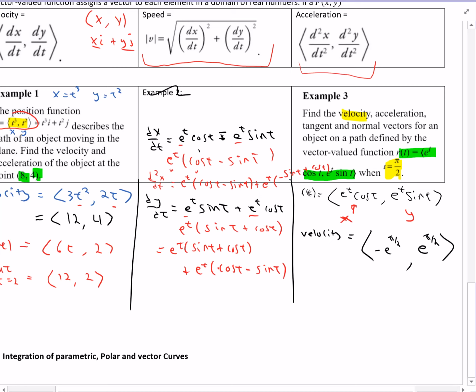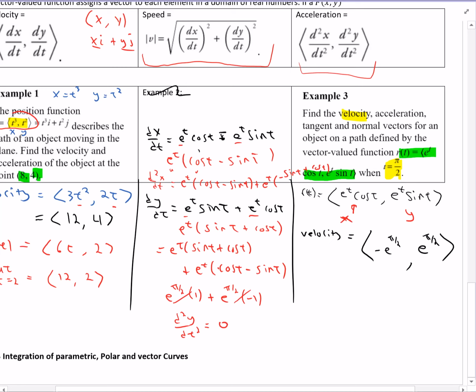You have to plug in pi over 2, so we're going to get e to the pi over 2. When you plug in pi over 2 to sine, you get 1 plus 0, so it's 1 plus e to the pi over 2 times 0 minus 1, which is negative 1. So basically these are going to cancel out. So the second derivative with respect to y, the y coordinate, is 0.